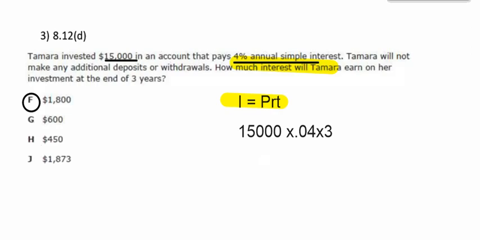Number 3 was also a really easy problem. To find the interest on a simple interest, it's principal times rate times time. The answer was F.